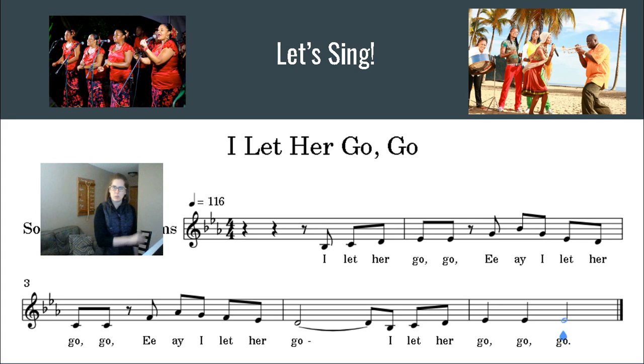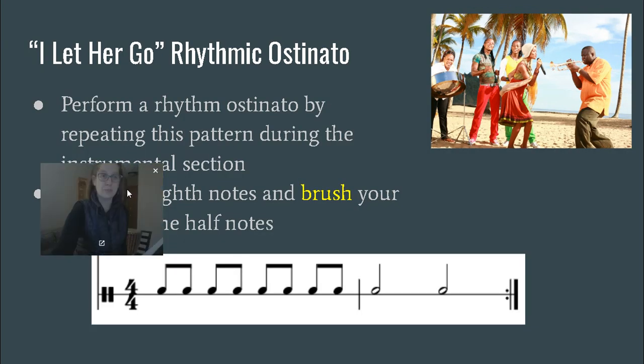Let's sing it one more time. 1, 2, 3. I let her go, go. E-A, I let her go, go. E-A, I let her go. I let her go, go, go. Great work. We're going to add an ostinato to this song.